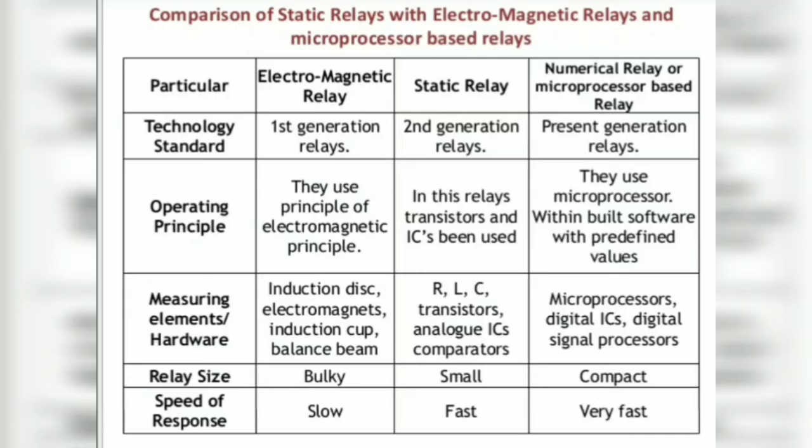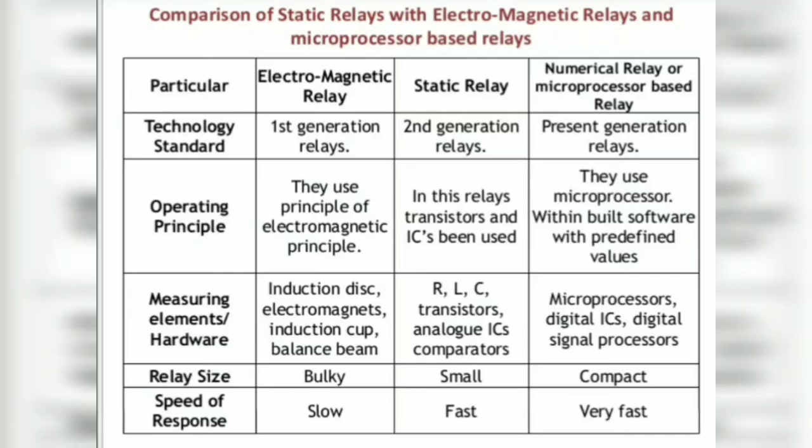The operating principle: electromagnetic relay uses the electromagnetic principle. In static relay, transistors and ICs are used. The numerical or microprocessor based relay uses a microprocessor with inbuilt software, with predefined values or a lookup table in the subroutine.